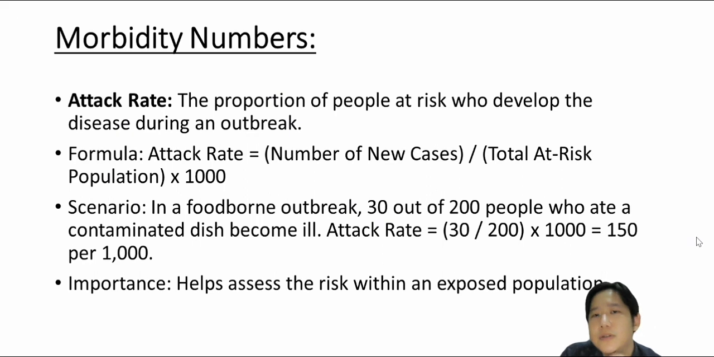Okay, one scenario for this number. In a foodborne outbreak, 30 out of 200 people who ate a contaminated dish become ill. How to calculate the attack rate? From this information, 30 divided by 200 multiplied by 1000, we get 150 per 1000. That's how we calculate this.